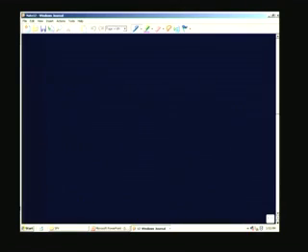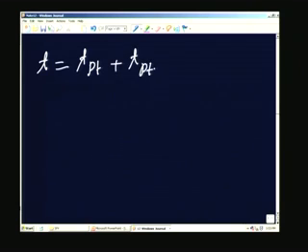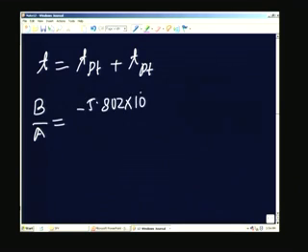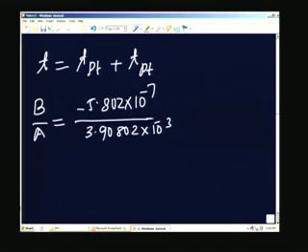So, we can write it as T_PT plus T_PT multiplied by the value of B by A. If you remember, this is minus 5.802 times 10 to the power of minus 7 divided by 3.90802 times 10 to the power of minus 3. This gives you a value of 1.485 into 10 to the power of minus 4. I will write it as 100 squared.